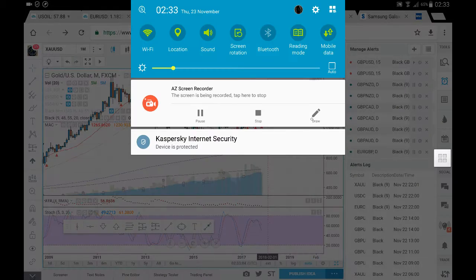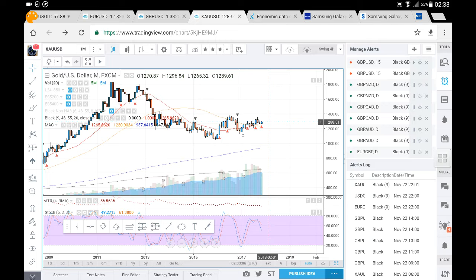So we do seem to be trending to the upside here, and we do seem to be respecting the 20-period moving average here on this monthly chart. So we do seem poised for more upside momentum, possibly retesting these highs up here as well.